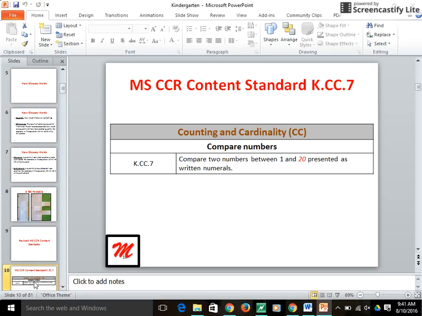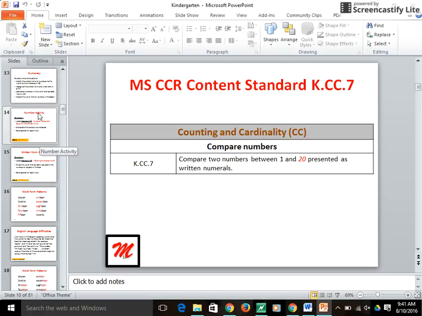So the first big revision was KCC 7, comparing numbers, and this one did say 1 to 10 previously, but now it's 1 to 20, and that's because some of your other standards, you count to 20 and compare 1 to 20. You have several standards that go 1 to 20. So they just decided to go ahead and let you compare 1 to 20, and keep some consistency between the standards instead of having one standard where you stopped at 10.